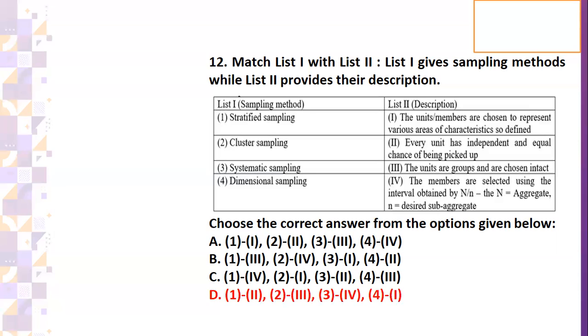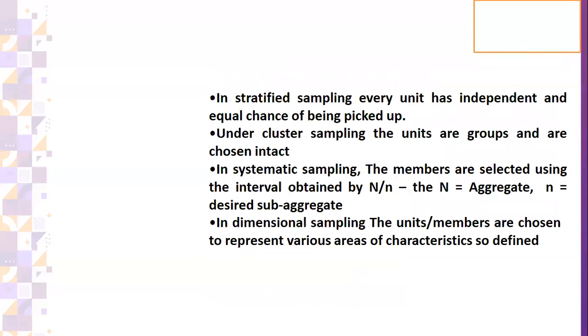So the right answer is option number D. Stratified sampling, where the independent choice is given for equal picking up, that is your probability. Cluster, so cluster is a unit or a group. Systematic sampling, where the units are selected based on a system. And dimensional sampling, which is chosen as per the characteristics. So the same explanation is given over here, the same thing that we just decided is spoken over here.